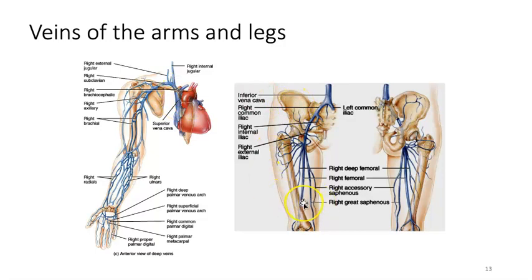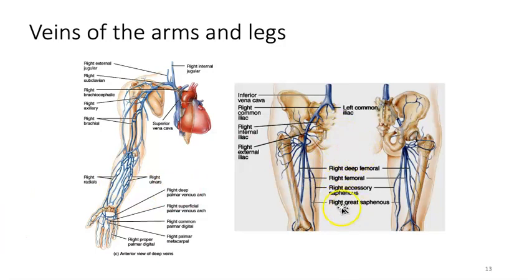Now, as far as the leg goes, very similarly, we'll have a femoral vein that drains into an external iliac vein, into a common iliac vein, into the inferior vena cava. And you'll note in this picture, just like the arteries, we have an external iliac and an internal iliac vein.